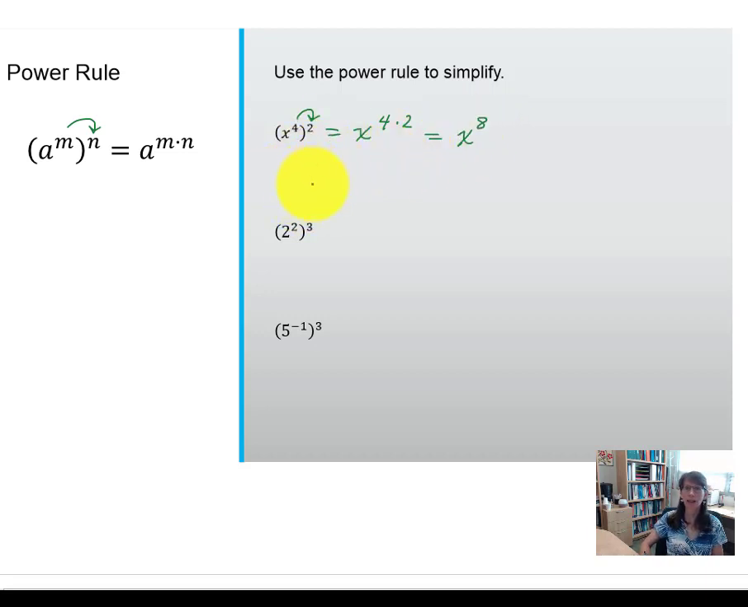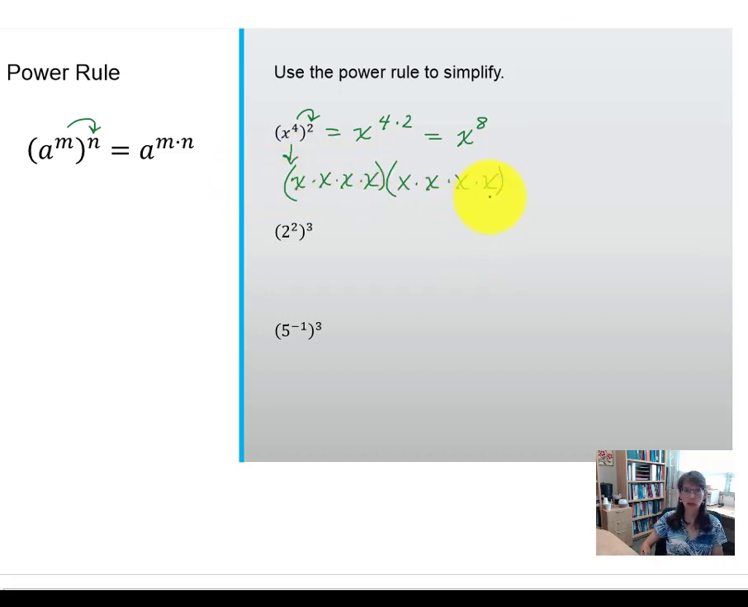So you might be wondering, how does that really work? How do we know that that's correct? So let's break it down. x to the fourth we know represents x times x times x times x. If you square that, it means you have two identical amounts. So we would have another x times x times x times x.